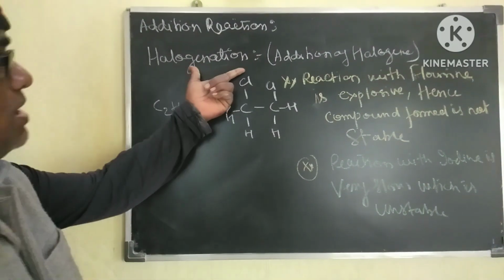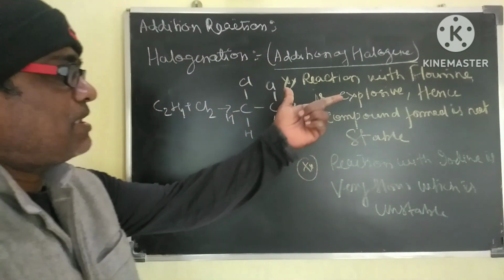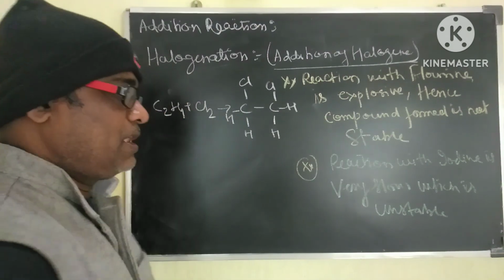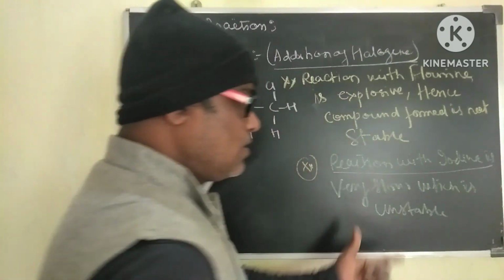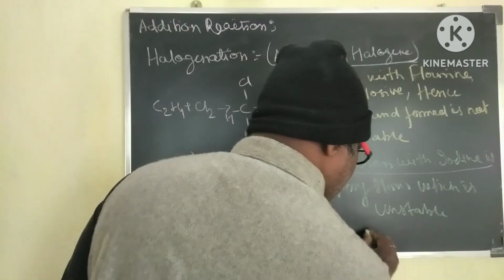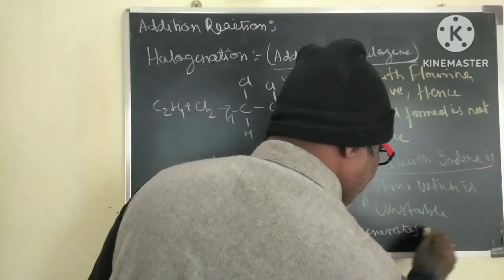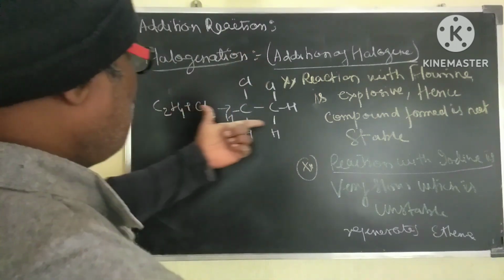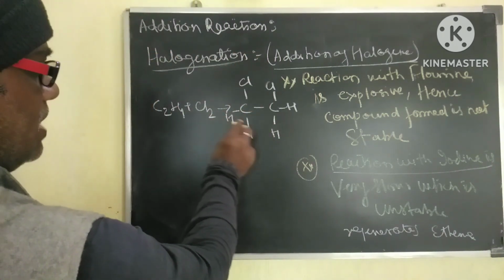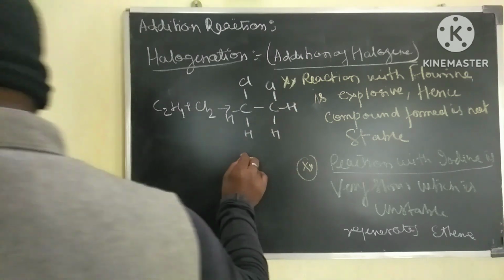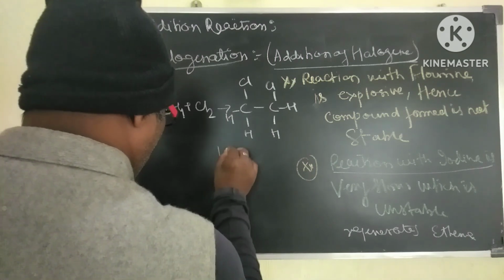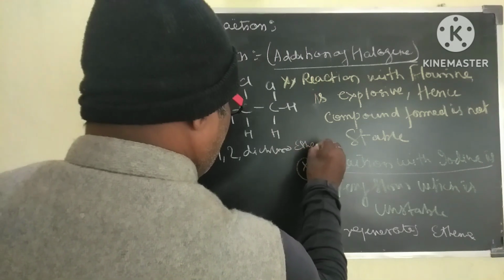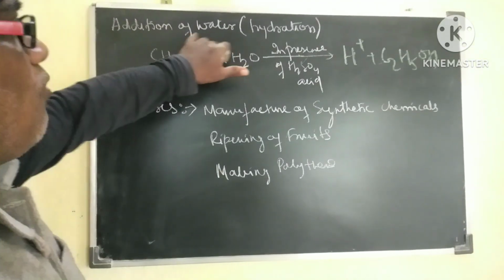Next addition reaction is halogenation, that is addition of halogen. Halogen means chlorine, fluorine, bromine. Reaction with fluorine is very explosive, hence the compound formed is not stable. Also reaction with iodine is very slow, and the product is unstable because it often regenerates ethene by liberating iodine. So what we have is halogenation with chlorine. C2H4 plus Cl2 gives CH2Cl-CH2Cl. This is what we call 1,2-dichloroethane.